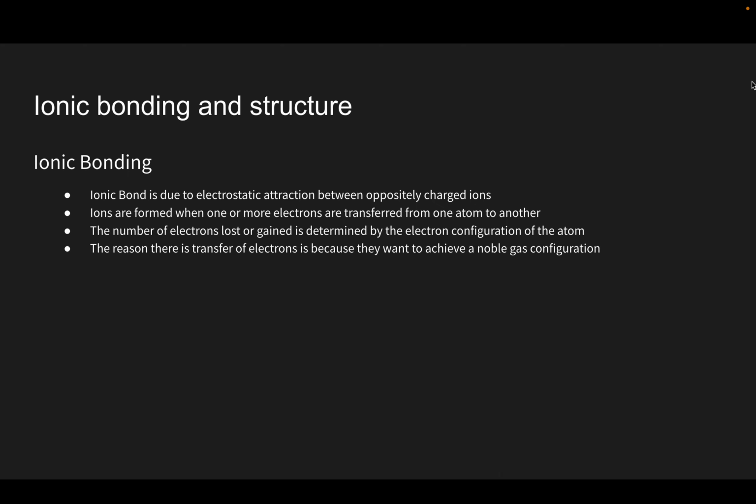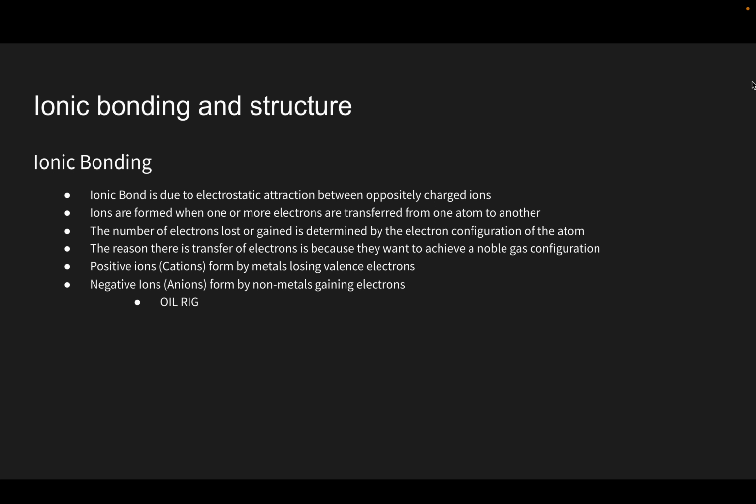The reason there is transfer of electrons is because they want to achieve a noble gas configuration. This is also called the octet rule. You might know this knowledge by this definition. Next, positive ions, cations, are formed by metals losing valence electrons. Negative ions, anions, are formed by non-metals gaining electrons. This is knowledge you might already know.